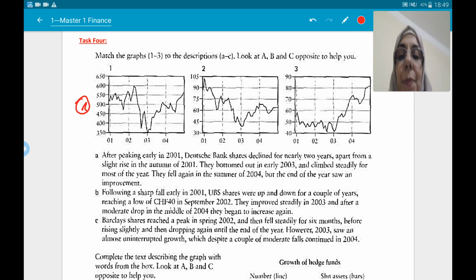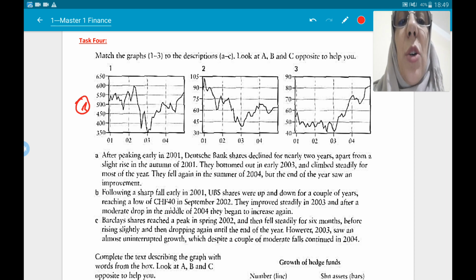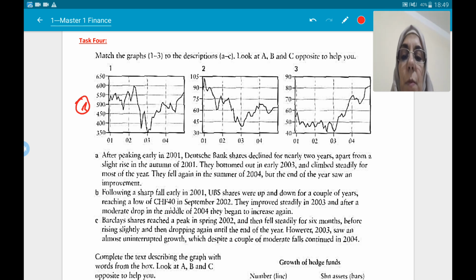Well, here, let's have the correction. For A class, I wonder whether it is clear for you or not.